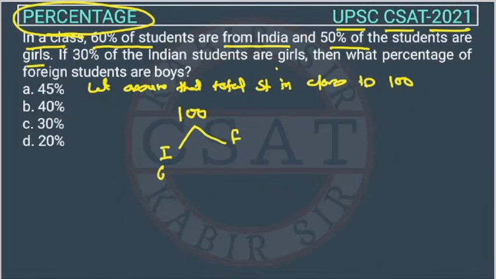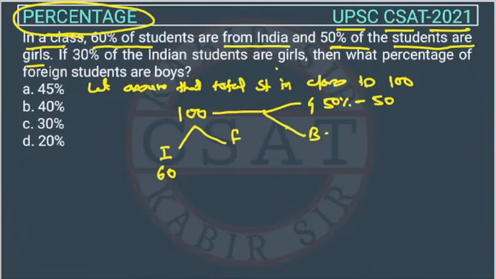India से कितने हैं? 60%. 60% of 100 will be 60, right? Now from India, and 50% of the students are girls. So out of this 100, they have divided this 100 into boys and girls also. How many girls and how many boys? 50% are girls. 50% girls means 50 are girls. So boys will also be 50%. So these are 50. Okay.